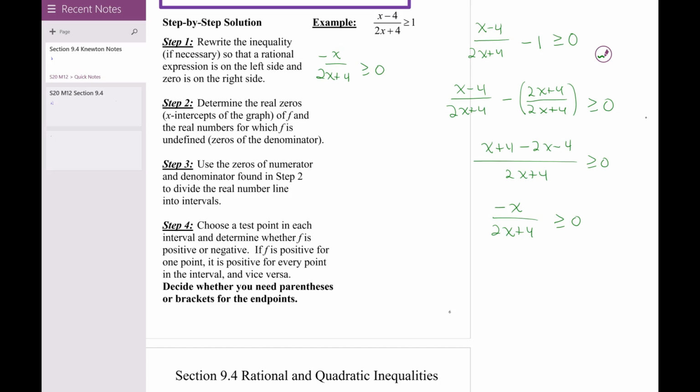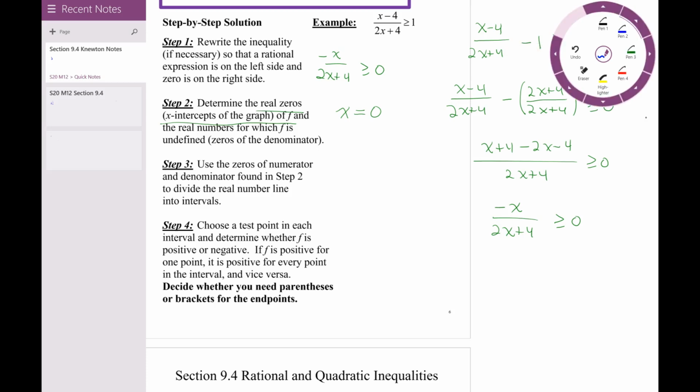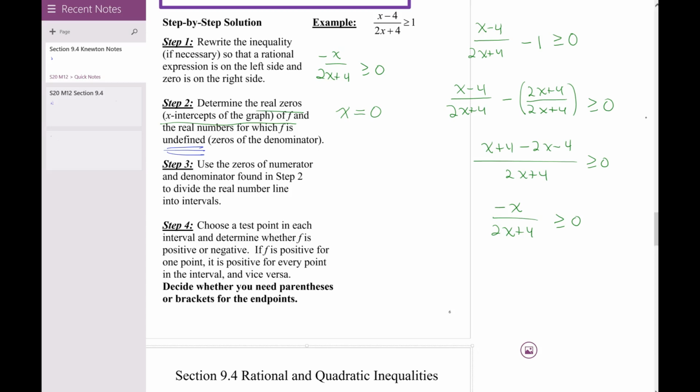Then you need to find zeros of the graph, which are x-intercepts, which is when the numerator is 0. So that's x equals 0 for this example. And then you have to find numbers where the function is undefined. That's going to be where the denominator is 0.